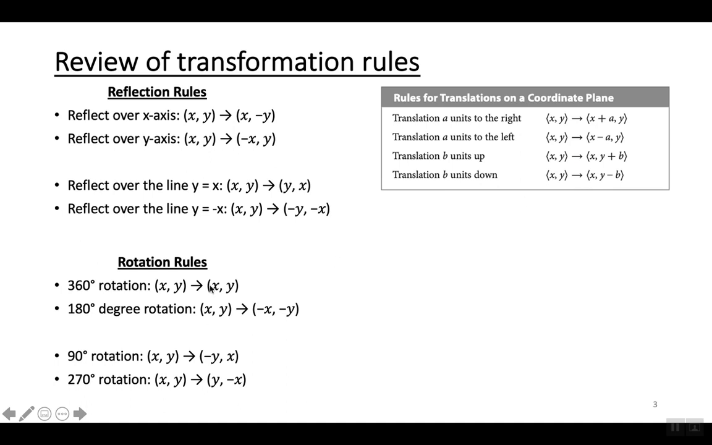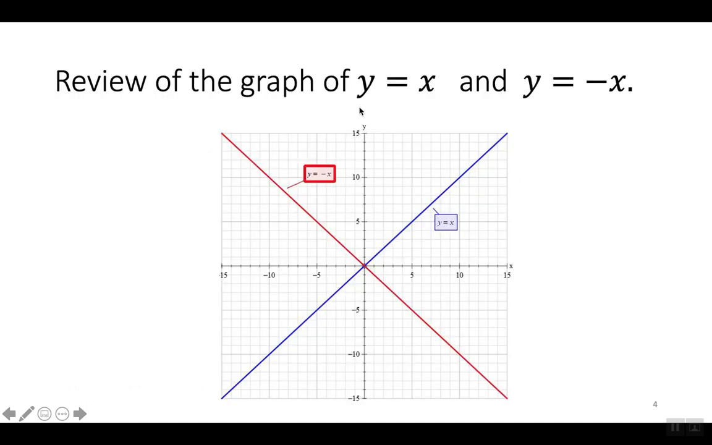And also here's a review of the graph of y equals x and y equals negative x in case you need them on any of the problems.